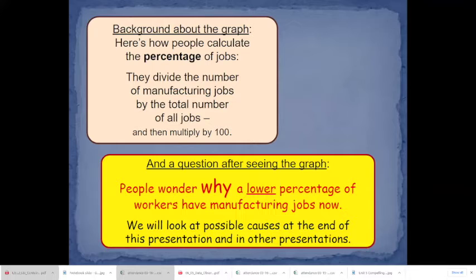So we simply talk about how percentage is brought about. If the teacher is not real comfortable with it, you can just read exactly what it is. And then why? Why is there a lower percentage of workers that have manufacturing jobs now? So we're going to present possible causes or reasons for that happening.